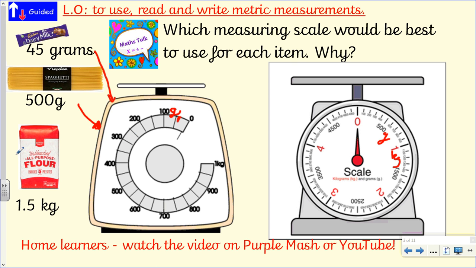Now, on the flour, we've not really got a choice. If you look at this scale, it only goes from 0 round to a kilogram or 1,000 grams. But this is 1.5 kilograms. So we've got no choice but to use this scale. It would come round to here, 1,500 grams is 1.5 kilograms. Okay, 1,000 grams per kilogram. Right, on to the next one.